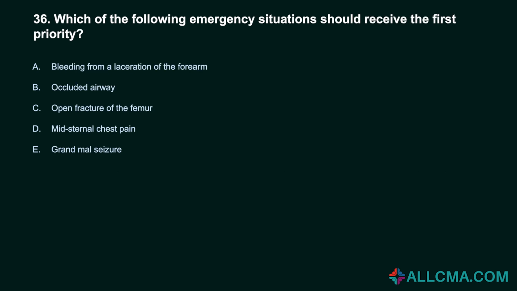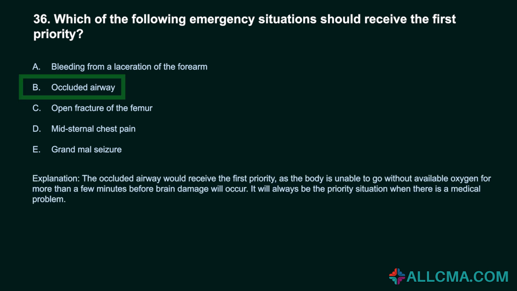E. 36. Which of the following emergency situations should receive the first priority? A. Bleeding from a laceration of the forearm. B. Occluded airway. C. Open fracture of the femur. D. Mid-sternal chest pain. E. Grand mal seizure. Correct answer, B. Occluded airway. The occluded airway would receive the first priority, as the body is unable to go without available oxygen for more than a few minutes before brain damage will occur. It will always be the priority situation when there is a medical problem.